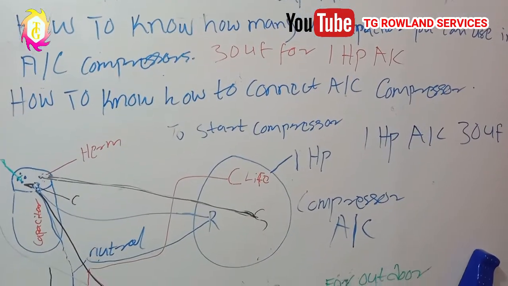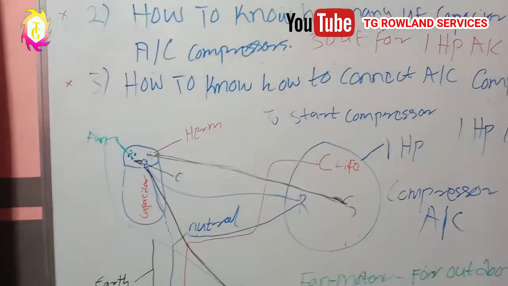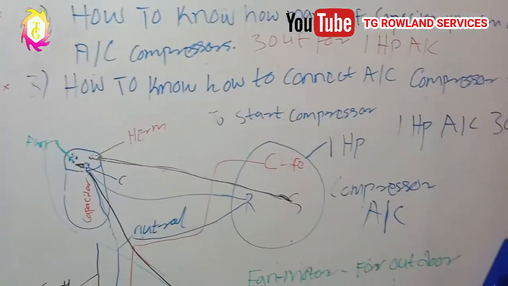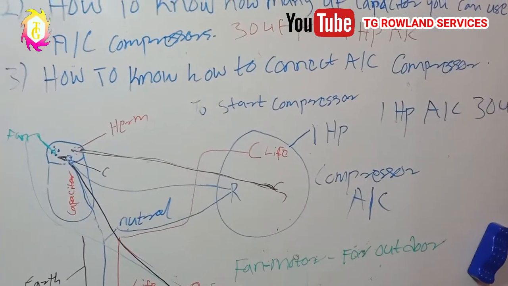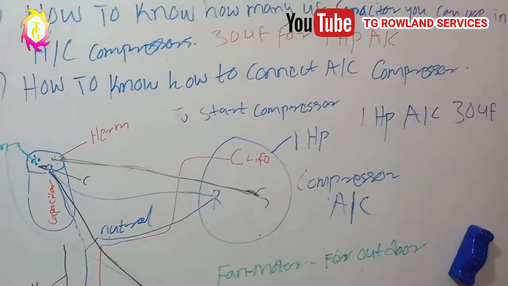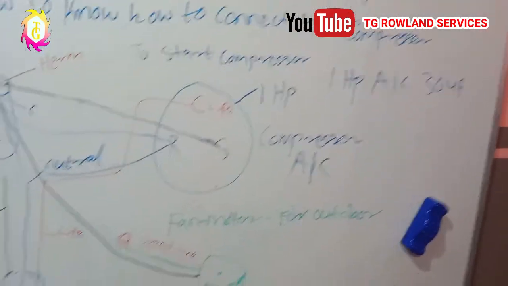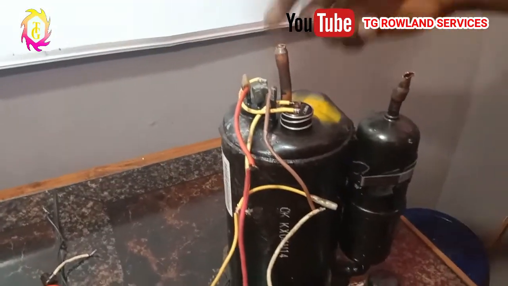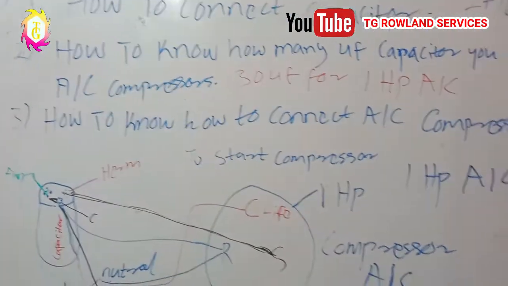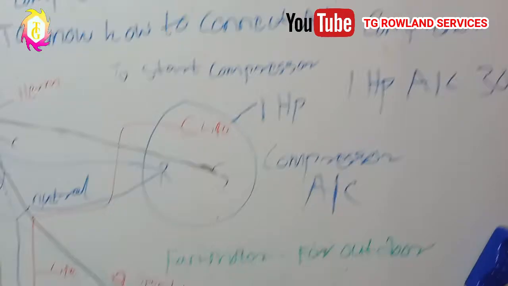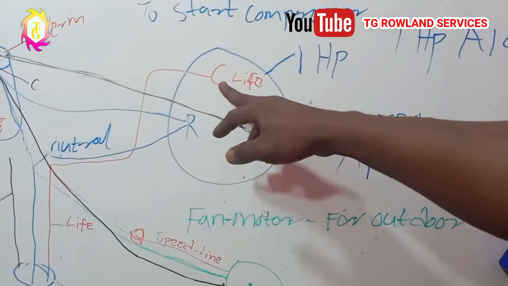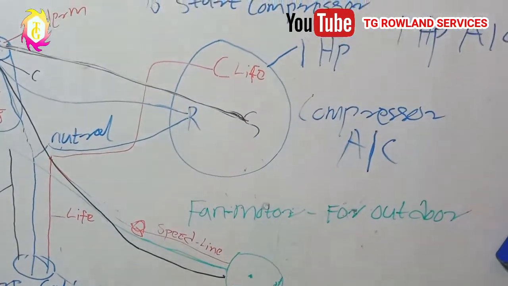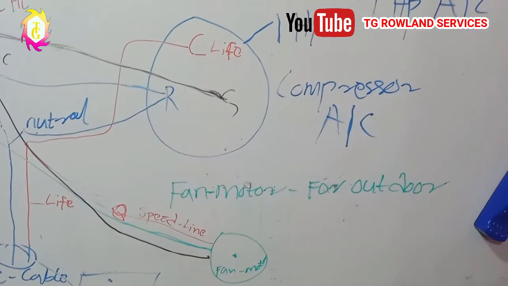30 UF for 1 horsepower. The number three says how to know how to connect an AC compressor, which we have done here today, from the theoretical aspect towards the practical aspect. And this is the diagram for the compressor that has common, running, starting. As you can see on the board, it is there.